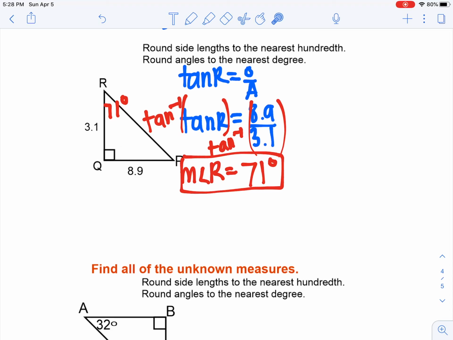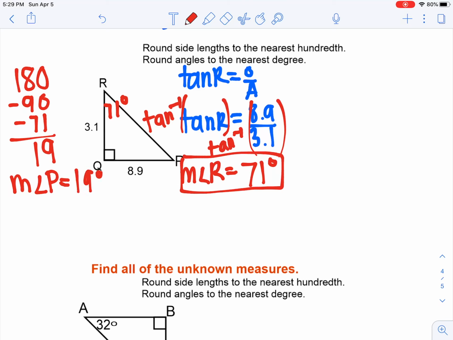We know angle Q is a right angle, so that means that has to be 90 degrees. We just found out that angle R equals 71 degrees. And we know that all three angles in a triangle add up to 180. So I would go ahead and subtract those two angles from 180. 180 minus 90 minus 71, which is 19. So that would mean that measure of angle P equals 19 degrees.